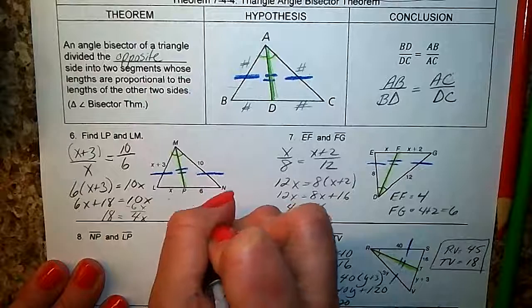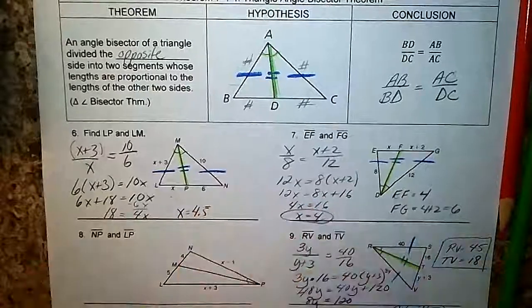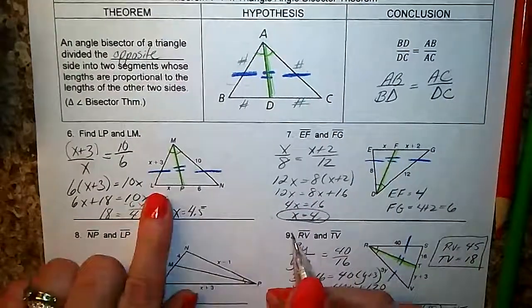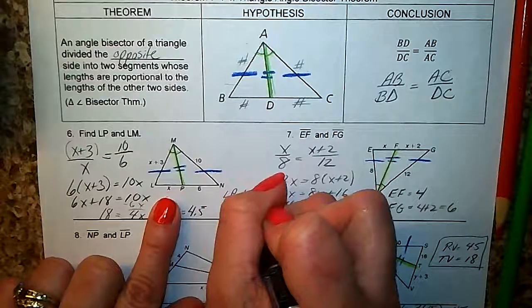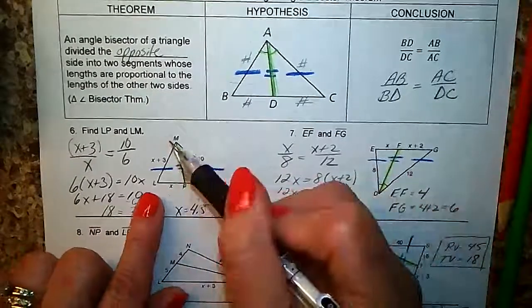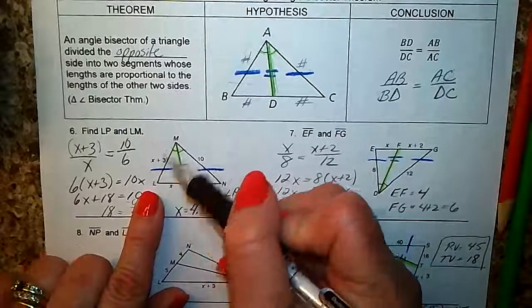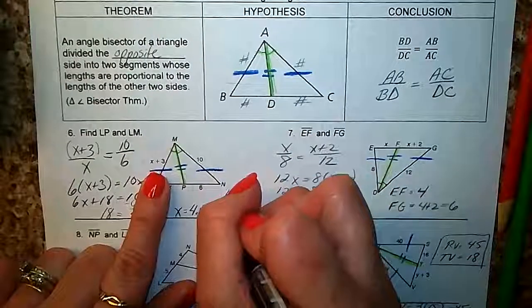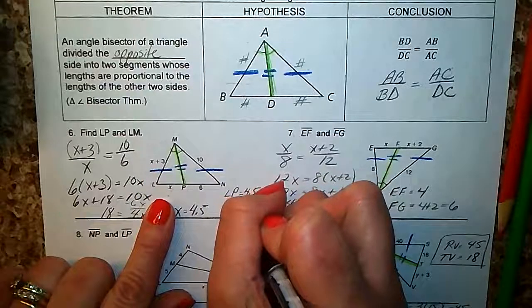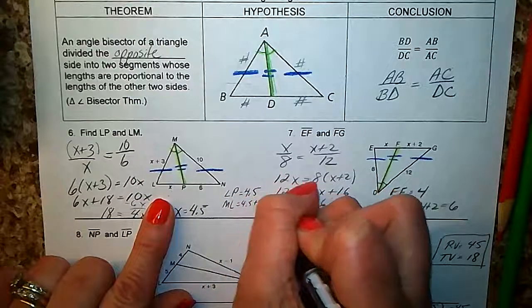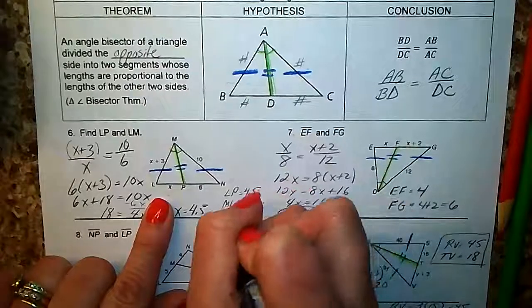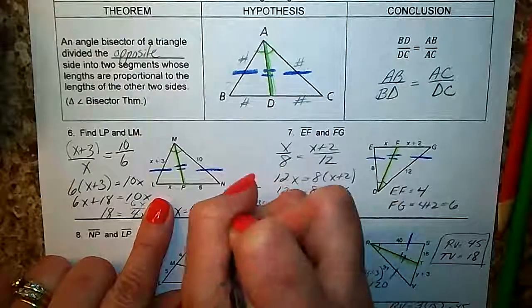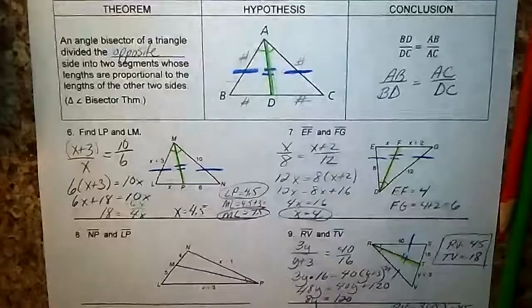And when I divide, I get a decimal. x equals 4.5. Now, what did it ask me to find? It asked me to find LP. Well, LP is x. So the LP is 4.5. It also asked me to find that ML. That ML is x plus 3. So that's going to be 4.5 plus 3, right? So that value is going to be 7.5. So ML is equal to 7.5 and LP is equal to 4.5.